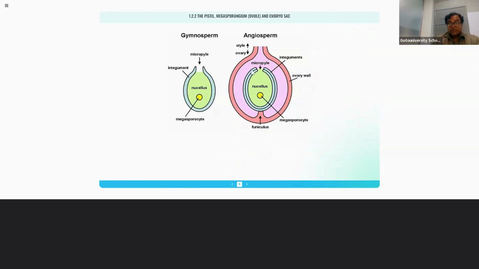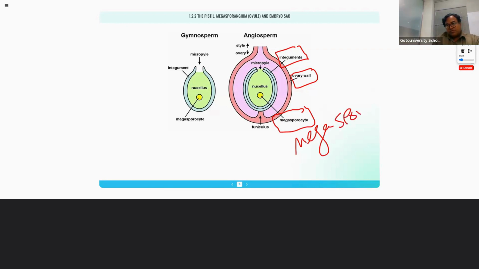Okay, in the CBSE board exam, they will ask what is the fate of the integument, what is the fate of the ovary wall, what is the fate of the megasporocyte. This megasporocyte is also called as what? Megaspore mother cell. Megaspore mother cell.